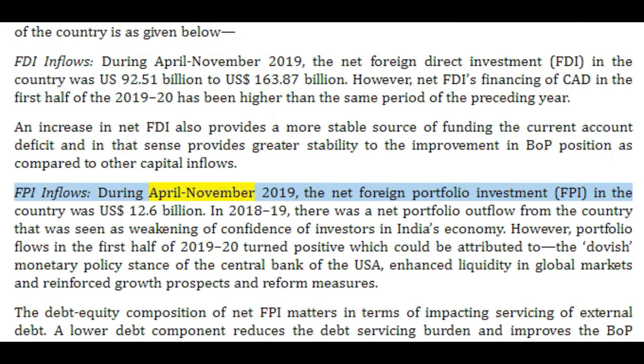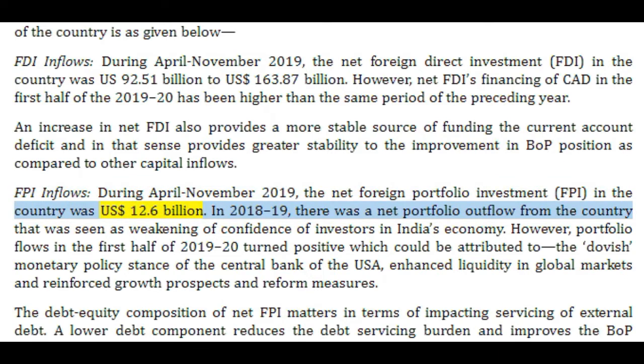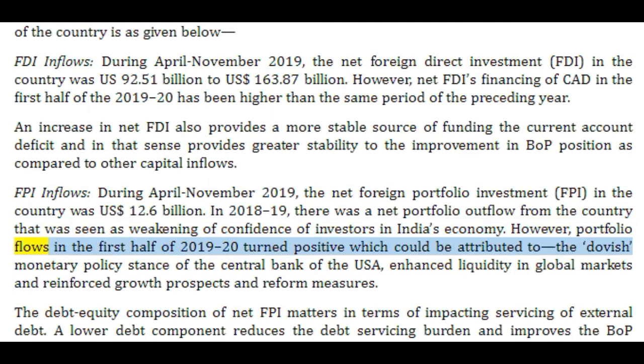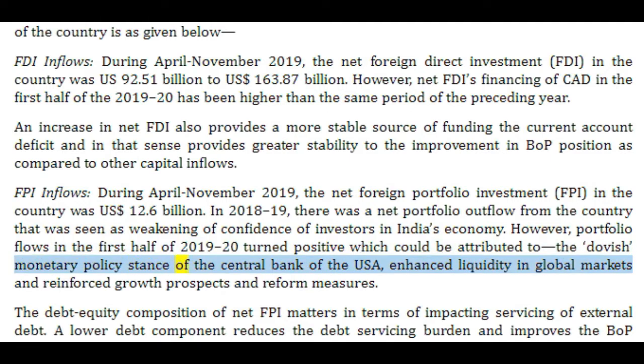FPI inflows. During April to November 2019, the net foreign portfolio investment, FPI, in the country was $12.6 billion. In 2018 to 19, there was a net portfolio outflow from the country that was seen as weakening of confidence of investors in India's economy. However, portfolio flows in the first half of 2019 to 20 turned positive, which could be attributed to the dovish monetary policy stance of the Central Bank of the USA, enhanced liquidity in global markets, and reinforced growth prospects and reform measures.